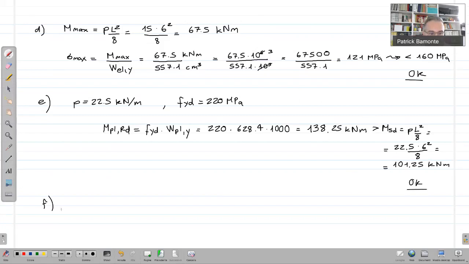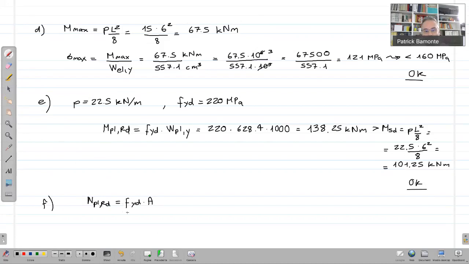Finally, point F. At the ultimate limit state, we have to design the section of the tie. So the section of the tie, which is in tension, is not designed on the basis of some displacement requirements, some deformation requirements. It is designed on the basis of strength, on the basis of maximum bearing capacity. How do you design the tie? Well, you have to remember that the resisting force that can be developed by a tension member developing its full plastic capacity is simply Fyd multiplied by the area.